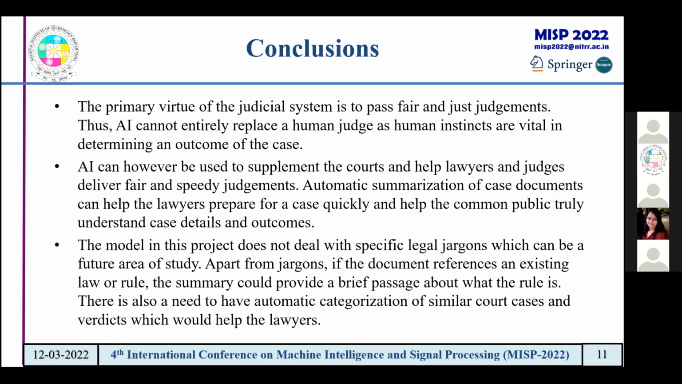So the conclusion is that the primary virtue of a judicial system is to pass fair and just judgment. Obviously, an AI will never replace a judge because human instincts are necessary to determine the outcome of a case. But we can use AI to supplement and help the courts and judges make the process faster. This is one area in which work could be expanded, so that lawyers can prepare the case faster.